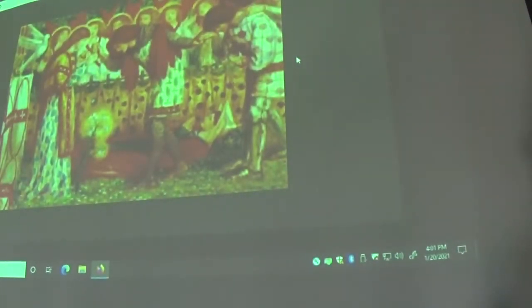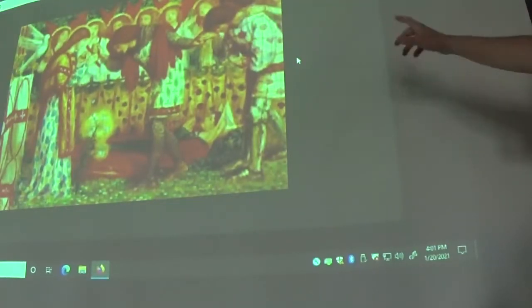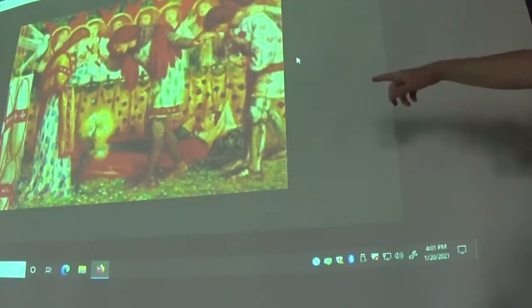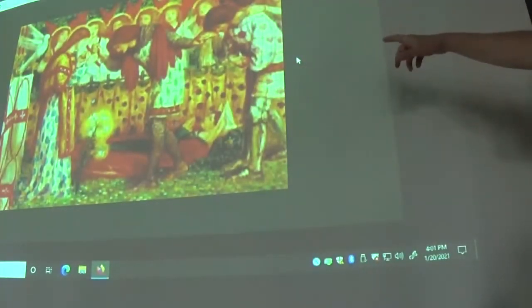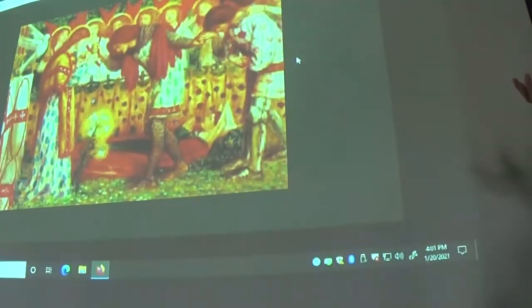So this is a scene from Thomas Malory's Morte d'Arthur, painted by Dante Gabriel Rossetti, in which Sir Galahad, Sir Bors, and Sir Percival are fed from the Holy Grail. So take a minute, take it in, give it a look. We'll move on to another painting.